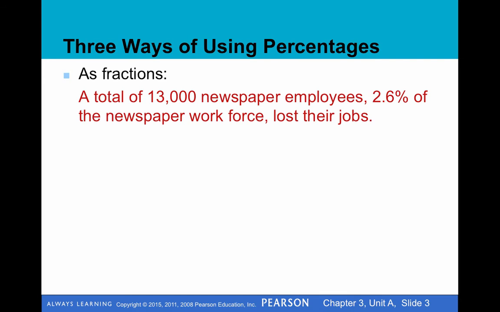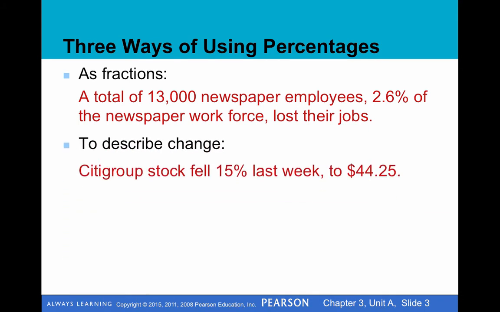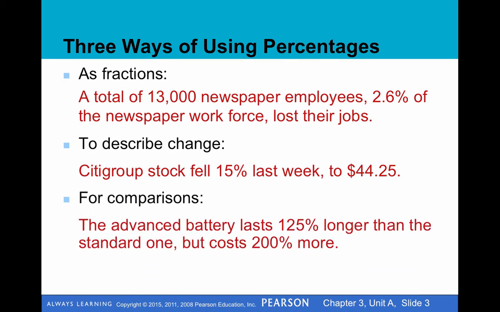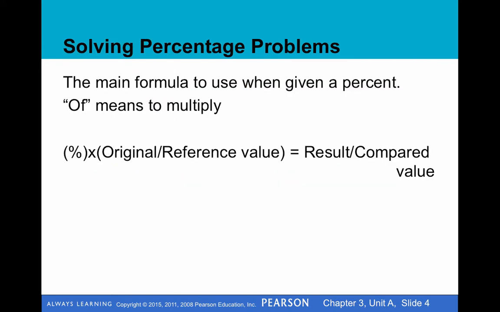The book likes to break it down into 3 ways of using percentages as fractions. We're actually going to solve this problem here later: of a total of 13,000 newspaper employees, 2.6% of the newspaper workforce lost their jobs. We can also use percentages to describe change. Citigroup stock fell 15% last week to 44.25. We'll also solve that problem to figure out what it used to be before the fall. And then for comparisons.